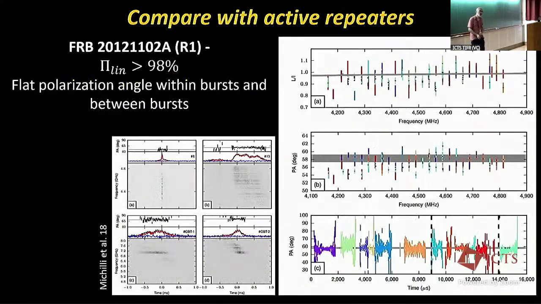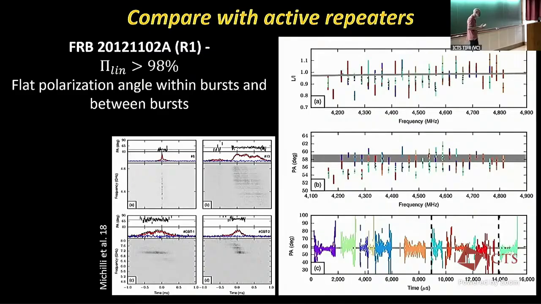It's useful to compare this FRB, which was a non-repeater, with the observations of repeaters. We heard a very nice talk earlier this week about some more repeaters with this kind of data. This is a slightly older plot of 121102, where you see that both within a given burst and between different bursts, the polarization angle appears to be flat, while the polarization degree is very large. So this seems to be quite different than what we saw for this non-repeater.